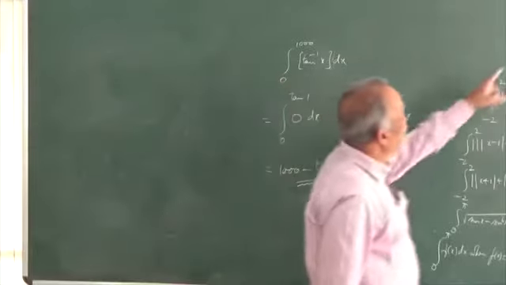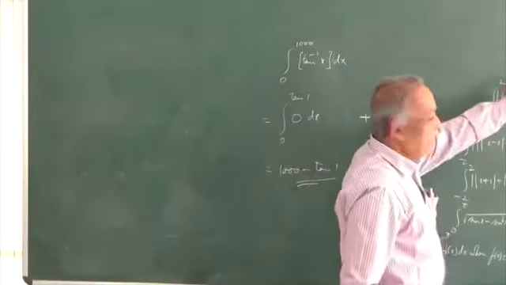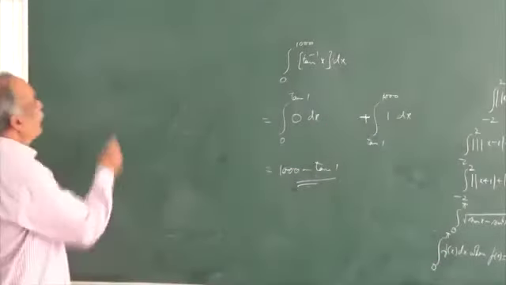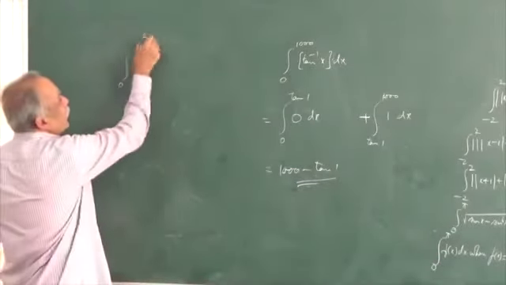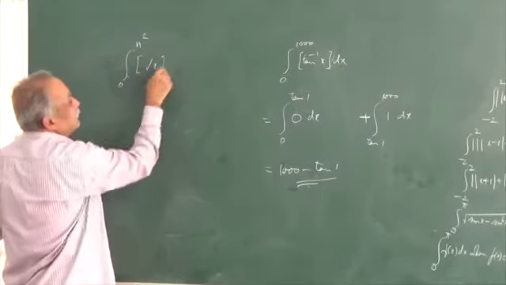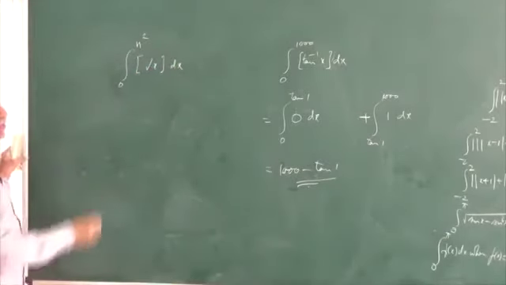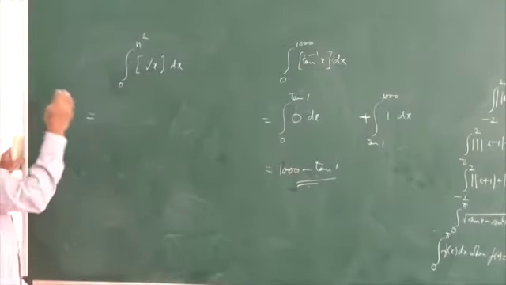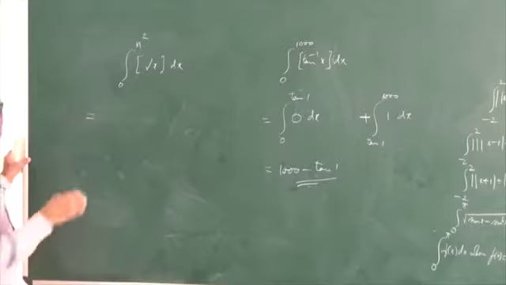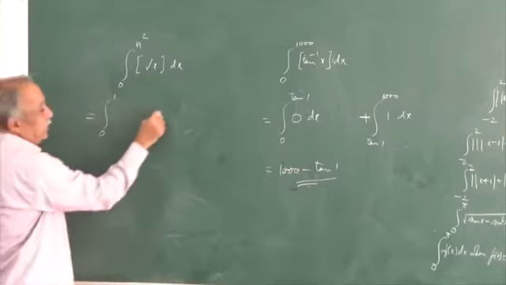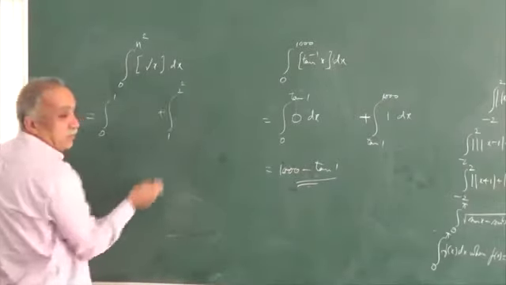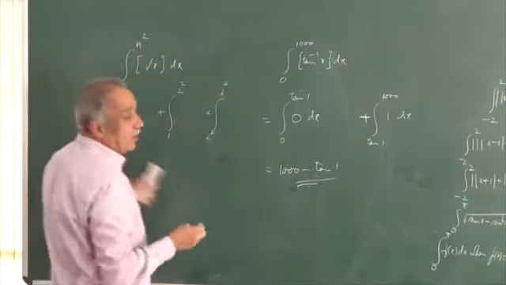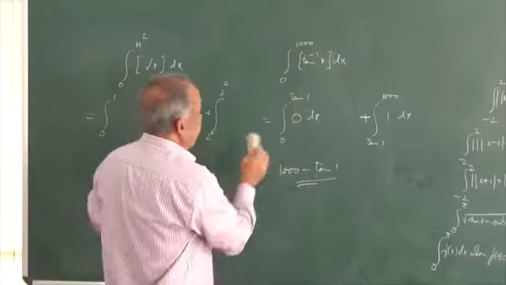Next, 0 to n square, n is a natural number, integer part root x. Again, our objective will be to first get rid of this square brackets. For that, we need to break the interval of integration. We break it as 0 to 1 plus 1 to 2 square plus 2 square to 3 square. It goes up to until we cover the whole interval.